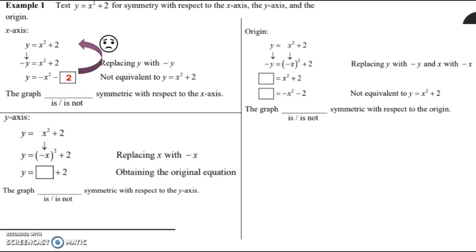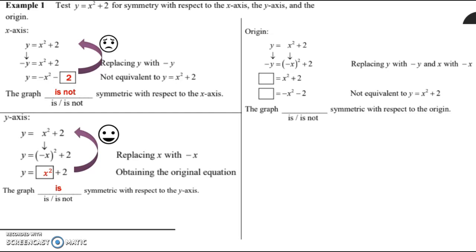I see that that does not match my original equation. And since it does not match the original equation, I know that it is not symmetric with respect to the x-axis. But perhaps it's symmetric against the y-axis. So if I want to find symmetry against the y-axis, I will replace x with negative x and simplify. So negative x times negative x is positive x squared. And since I see that it is the same as our original equation, I know that it is in fact symmetric with respect to the y-axis.